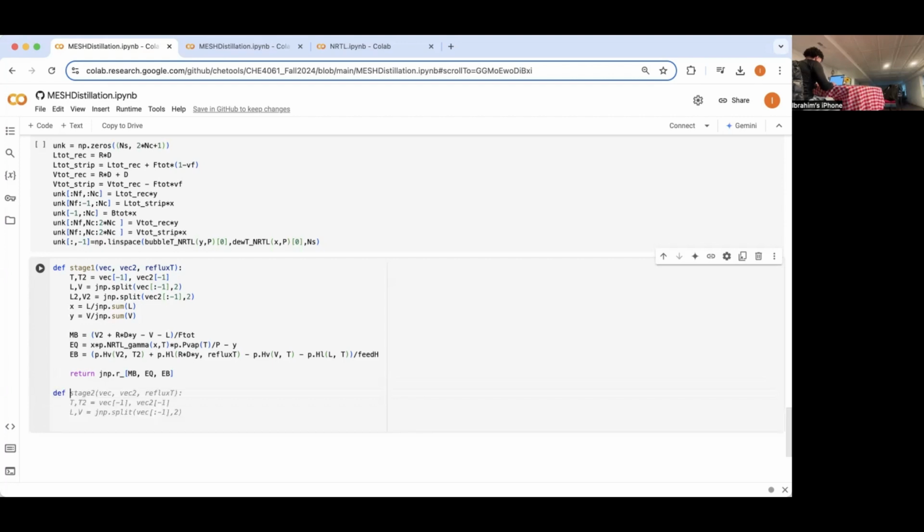So for the second one, we're going to go ahead and define our stage. And for this one, it's going to be vector one, vector, vector two, and F and FH.